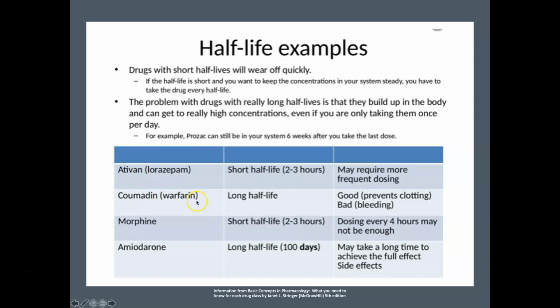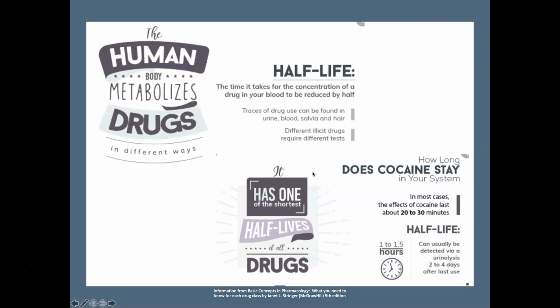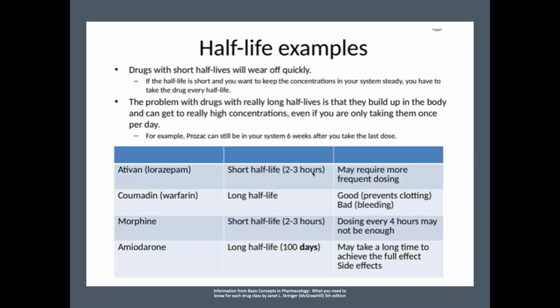So they give you some examples here of Ativan, Coumadin, morphine, amiodarone. And you can see the differences in the half-life. Okay, so let's take Ativan. It has a short half-life of 2 to 3 hours. So you have to take it on a regular basis to keep it up. But once you stop taking it, it's out of your system very quickly. So you never really can get to too high of a dose because it has such a short half-life. But it requires more frequent dosing.